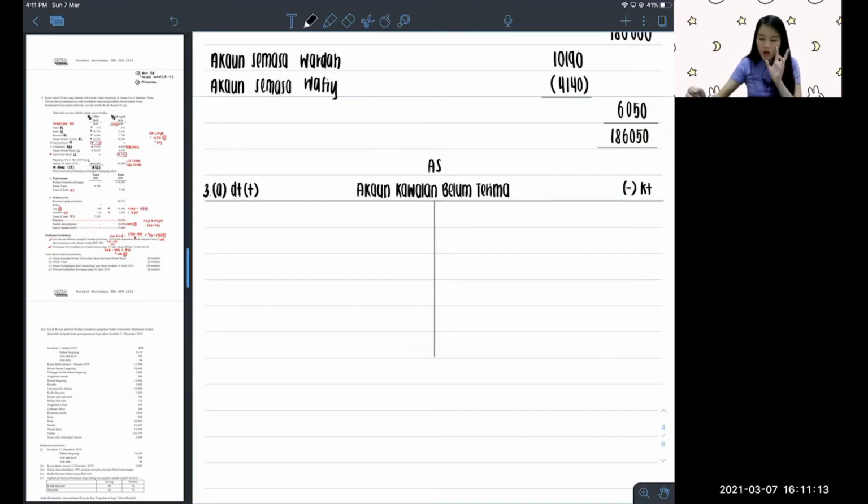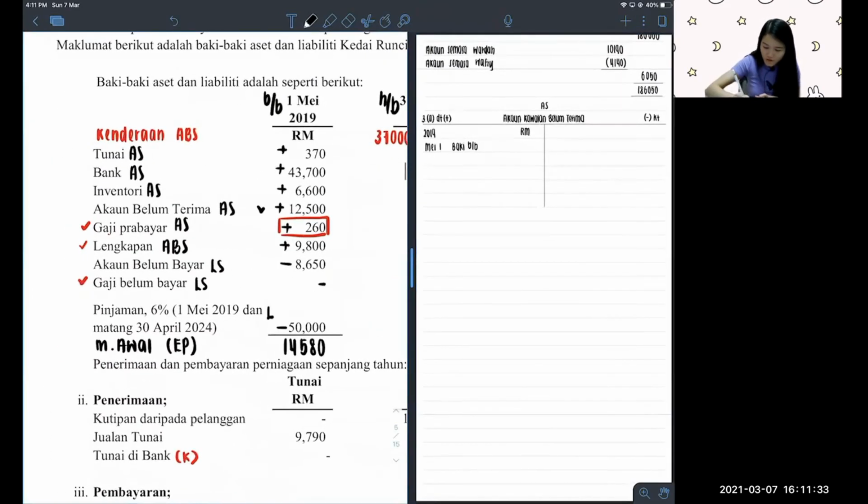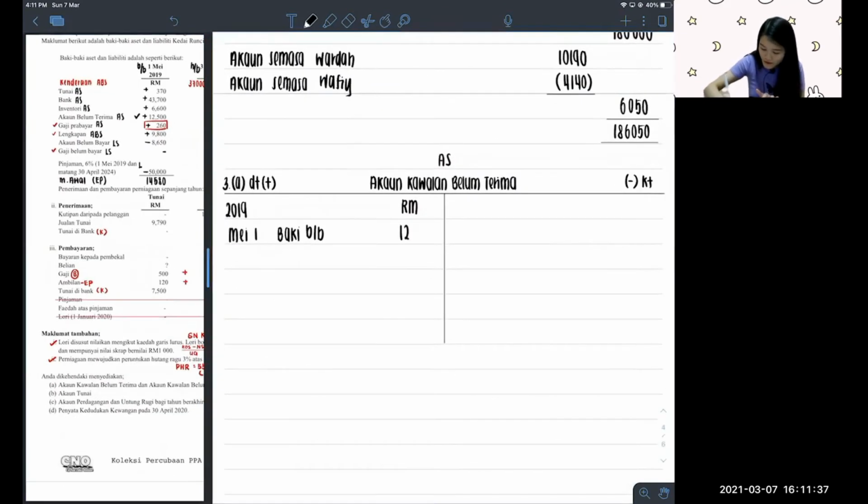Okay, so we will start where? Always for account belum terima, we have to start from the debit side because it's an asset. So 2019 May 1st, Baki BB. So go to your Baki area, look for account belum terima, just simple as that. So ABT for Baki BB is gonna be 12,500. And then change all the dates to your year end, which is 2020 April 30th.